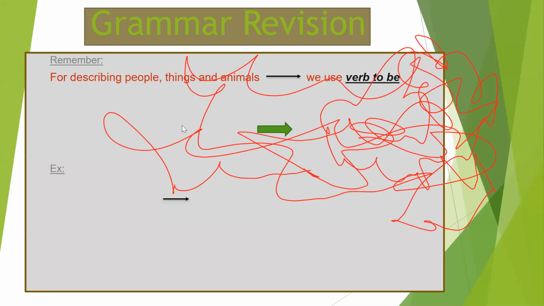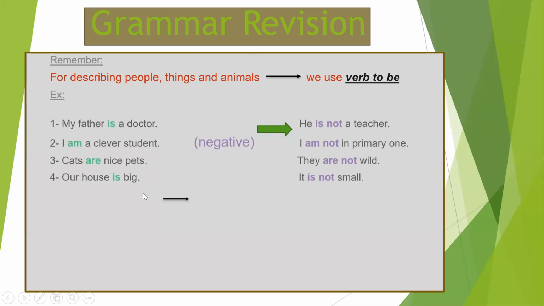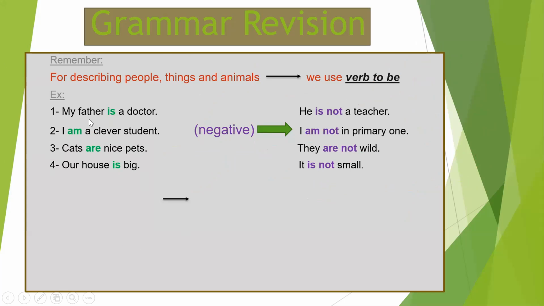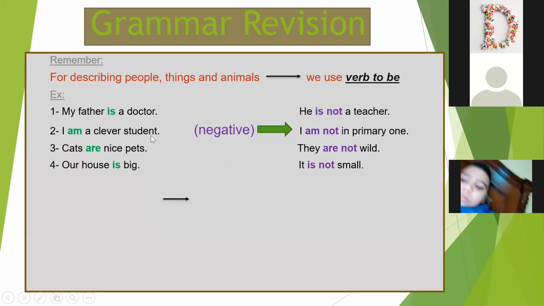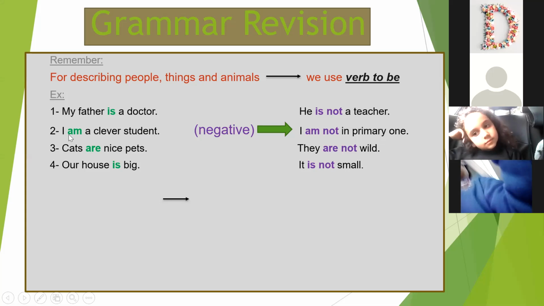For example, look at number 1. My father is a doctor. My father equals he, so it takes is. My father is a doctor. Number 2, I am a clever student. Here the student is describing himself. I am a clever student. I takes am.